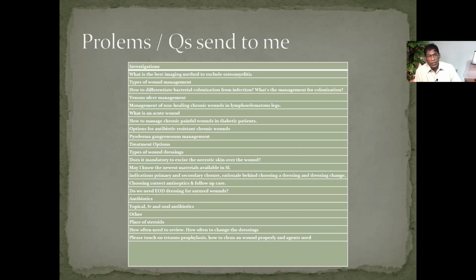Second question, types of wound management. I have already discussed that, I think. How to differentiate bacterial colonization and infection? It's very difficult. If you take a swab from the surface, this may be colonization. So you have to take a tissue culture to get the infective organisms rather than the colonization.